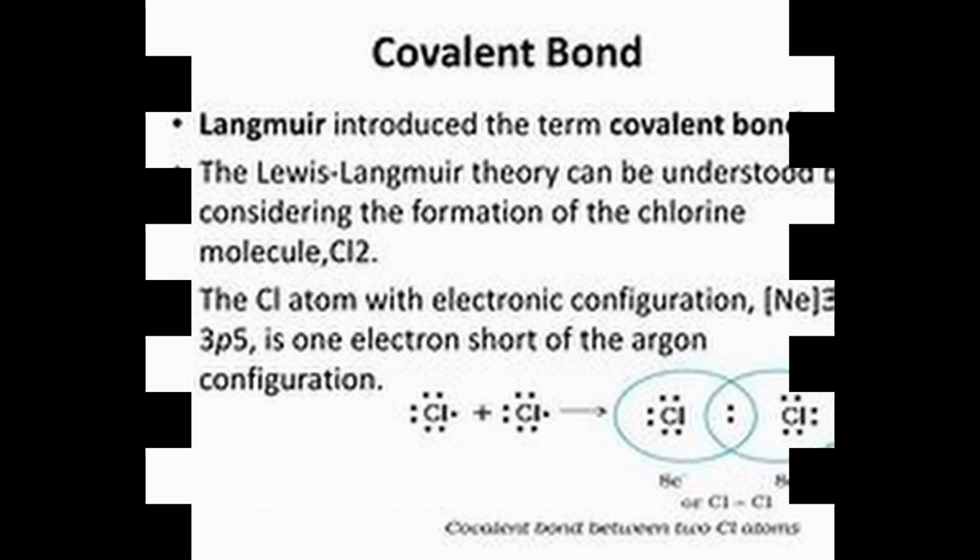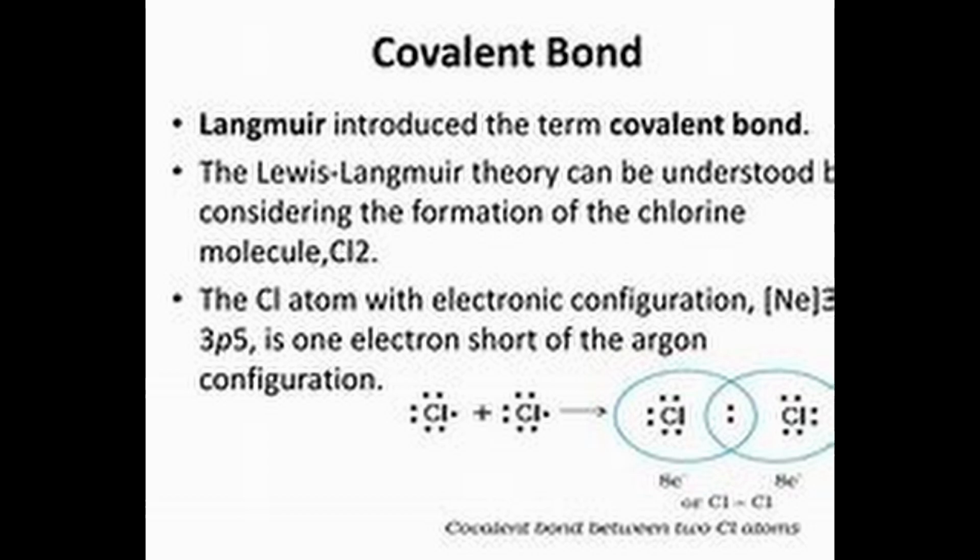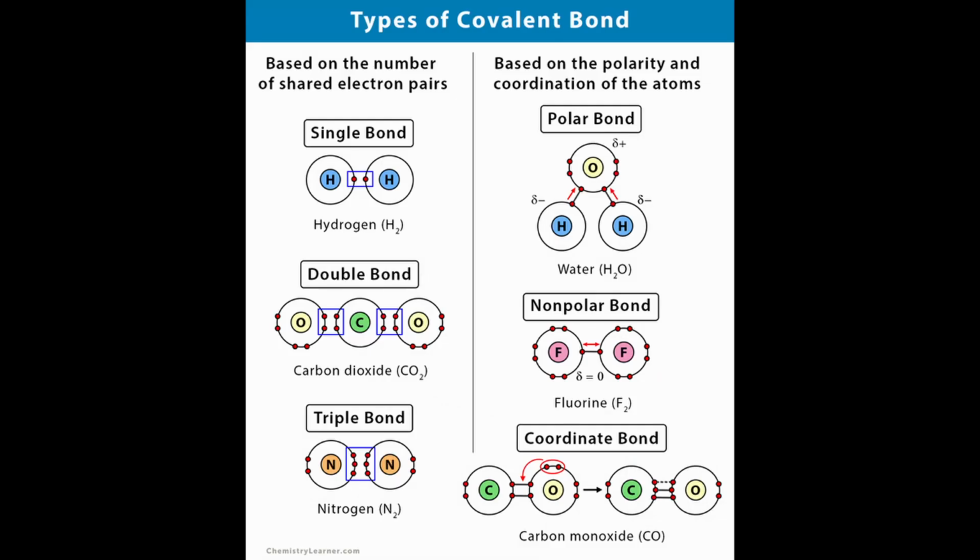Now let us talk about an important refinement in the Lewis theory made by Irving Langmuir in 1919. While Lewis introduced the concept of electron sharing in covalent bond, Langmuir took it a step further by abandoning the old idea that electrons are arranged in a fixed cubical shape around the atom. Instead, Langmuir introduced the term covalent bond.